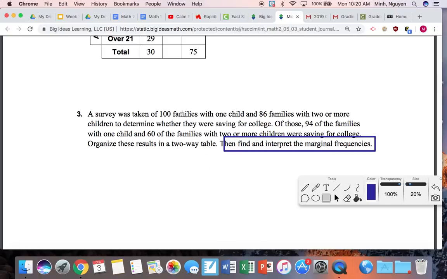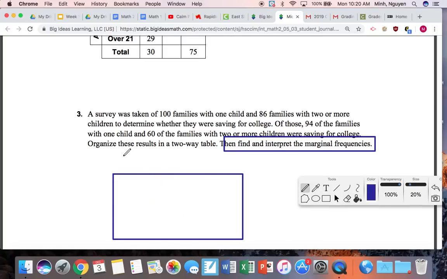So we have two categories here: families with one child and two or more children. And then the other category is saving for college. And if you're saving for college, what's the other thing? You are not saving for college. So let's make a table for this real quick and split up our categories. You have families with one child, and families with 2+. And then you have saving for college, and not saving.